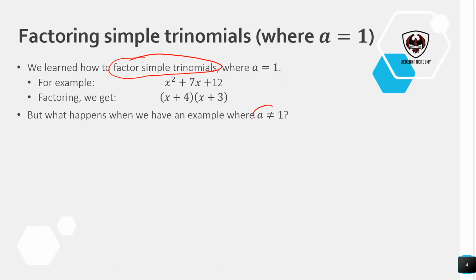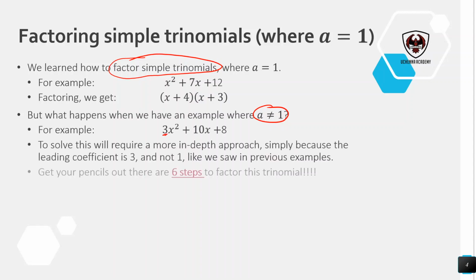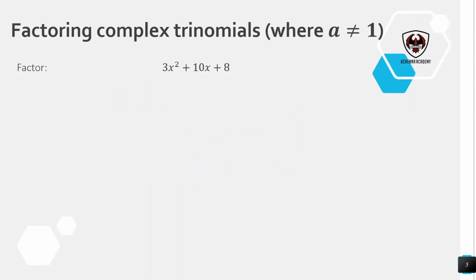Now what happens when a, or that leading number, is not equal to 1? In this case, it's equal to 3. Well, we kind of start off the same, but we've got to do several additional steps, altogether 6 steps in order to factor this. So I hope you've got your pencils out. We're going to factor it. Bear with me, write stuff down, and let's get to factoring.